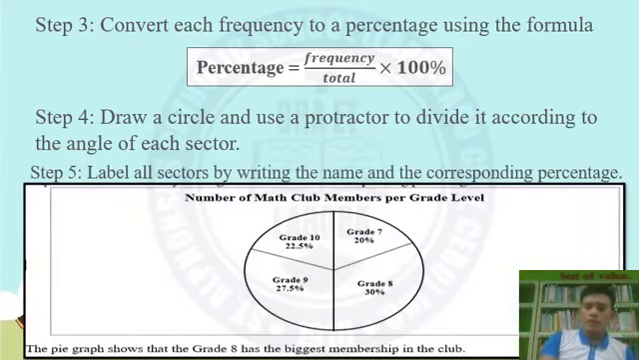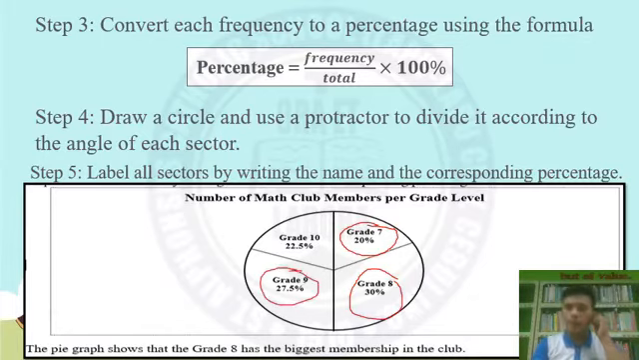So, grade 7 is 20%, grade 8 is 30%, grade 9 is 27.5%, grade 10 is 22.5%. So, you will use the degrees for this one. Okay, this is the sector for grade 10, the sector for grade 7, the sector for grade 8, and the sector for grade 9. So, how do we get 20%?